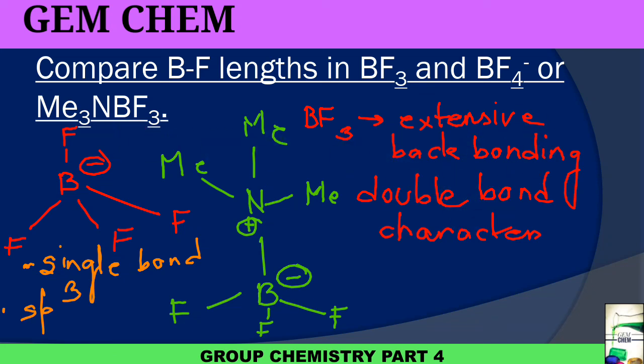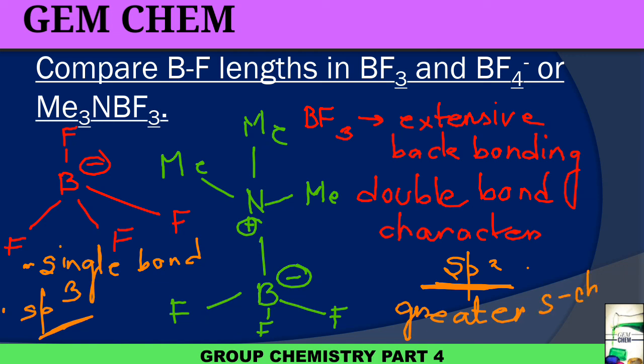And secondly, we can say that in BF3, the hybrid orbital of boron that participates in the bond formation is actually sp2, right? While in this case it is sp3. So the greater the s character of the hybrid orbital, the bond length gets decreased. So shorter will be the B-F length. Thus, the B-F length in BF3 is shorter. So we can conclude that BF3 has a shorter bond length than Me3N-BF3 or BF4 minus.